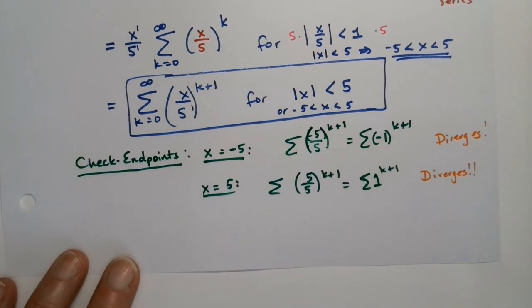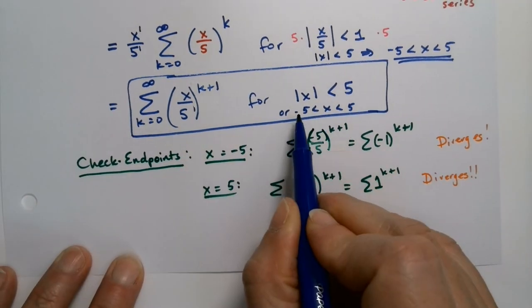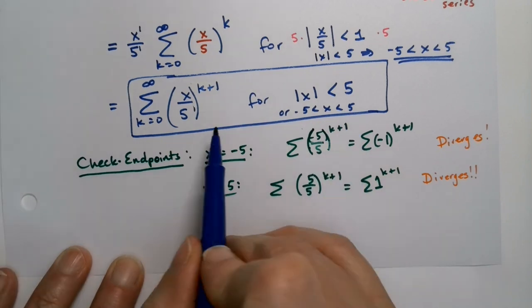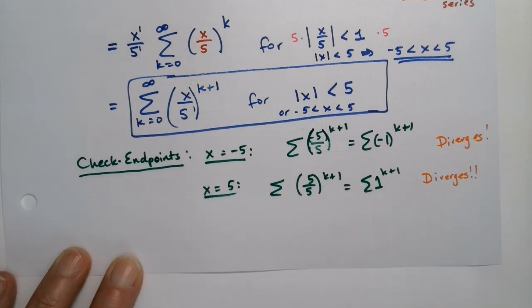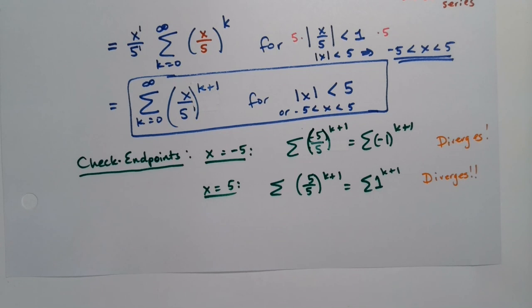Therefore, this interval that I've written actually is correct. Negative 5 is less than x, which is less than 5. I have the power series and I have the interval all circled. But you do always have to check endpoints. You never know. One of them might converge. So you have to do it and show the work for it if you're turning in the sheet.